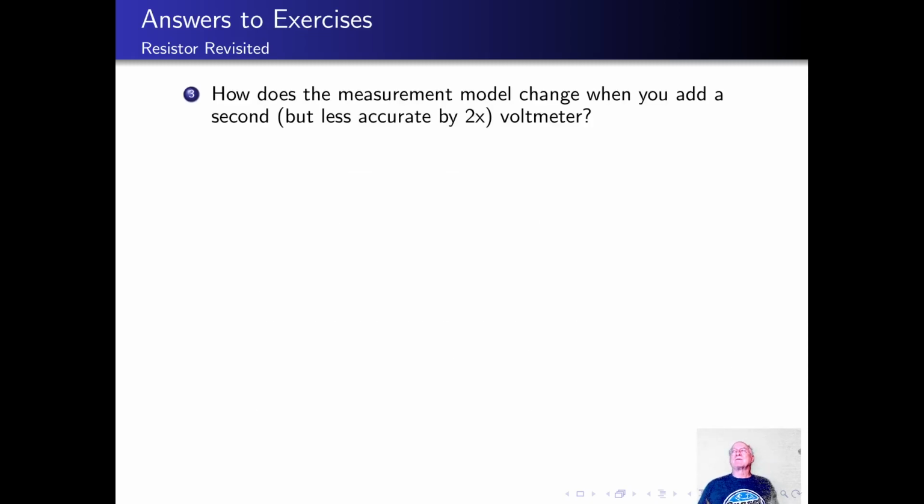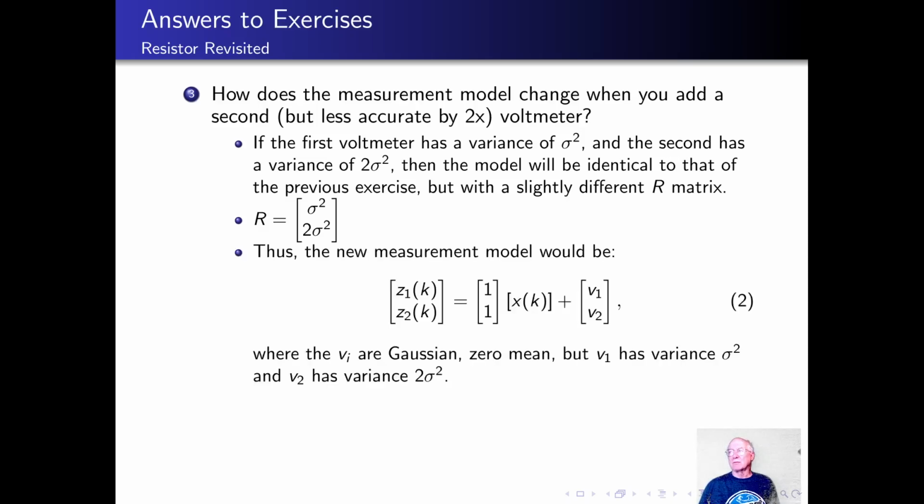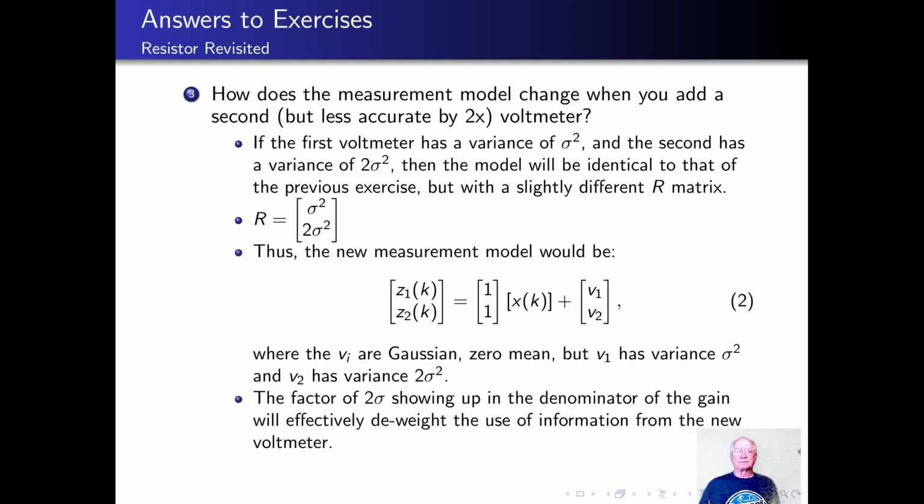Now for the third one, we say let's take the second voltmeter and make it less accurate by a factor of 2. And so now in R, you're going to have a 2 sigma squared down there. That's the only difference. The measurement model pretty much looks the same. It's just that the variances are different. The larger factor, 2 sigma squared, shows up in the denominator, so you're dividing by a bigger number, and so the gain is going to effectively de-weight the use of information from the new voltmeter, as it should, because it's less accurate.